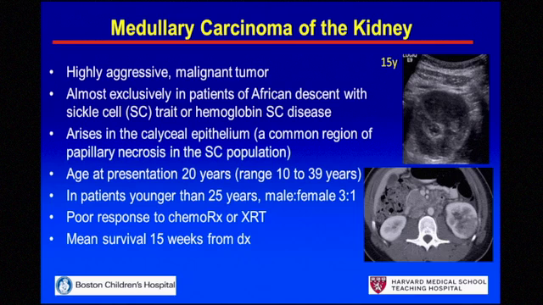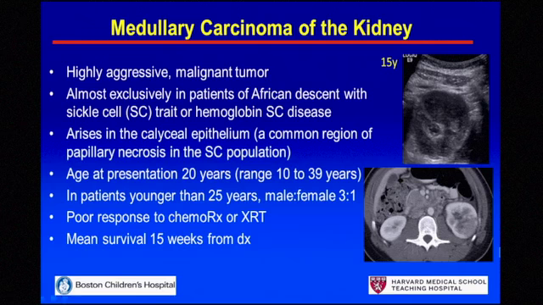Another distinct form of renal tumor in children is the medullary carcinoma of the kidney. This is highly aggressive. It is almost exclusively seen in patients of African descent with sickle cell trait or hemoglobin SC disease. It is thought to arise in the calyceal epithelium, a common region of papillary necrosis in this population. It tends to present at about age 20, but with a wide range. In patients younger than 25 years, there's a male-female ratio of 3 to 1, and unfortunately there's a very poor response to any form of treatment, and the mean survival after diagnosis is really only 15 weeks.